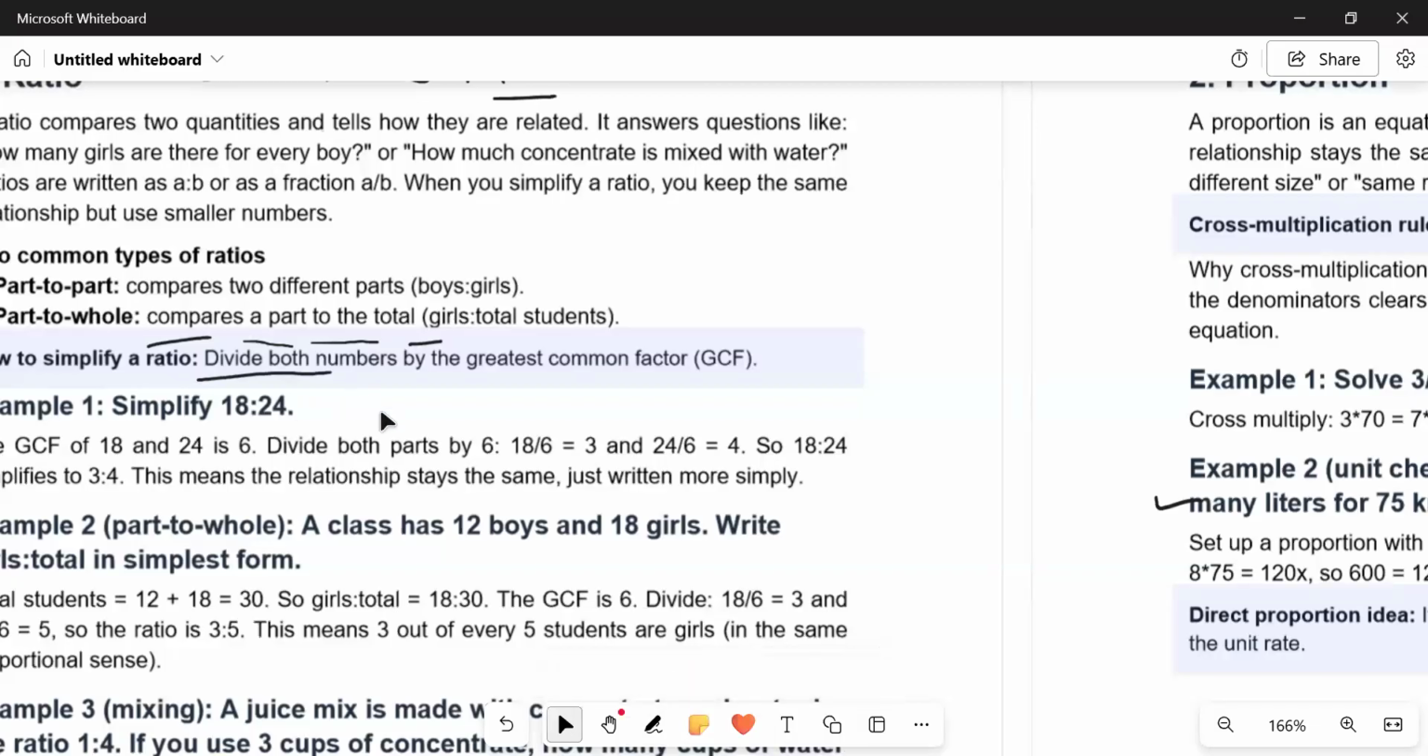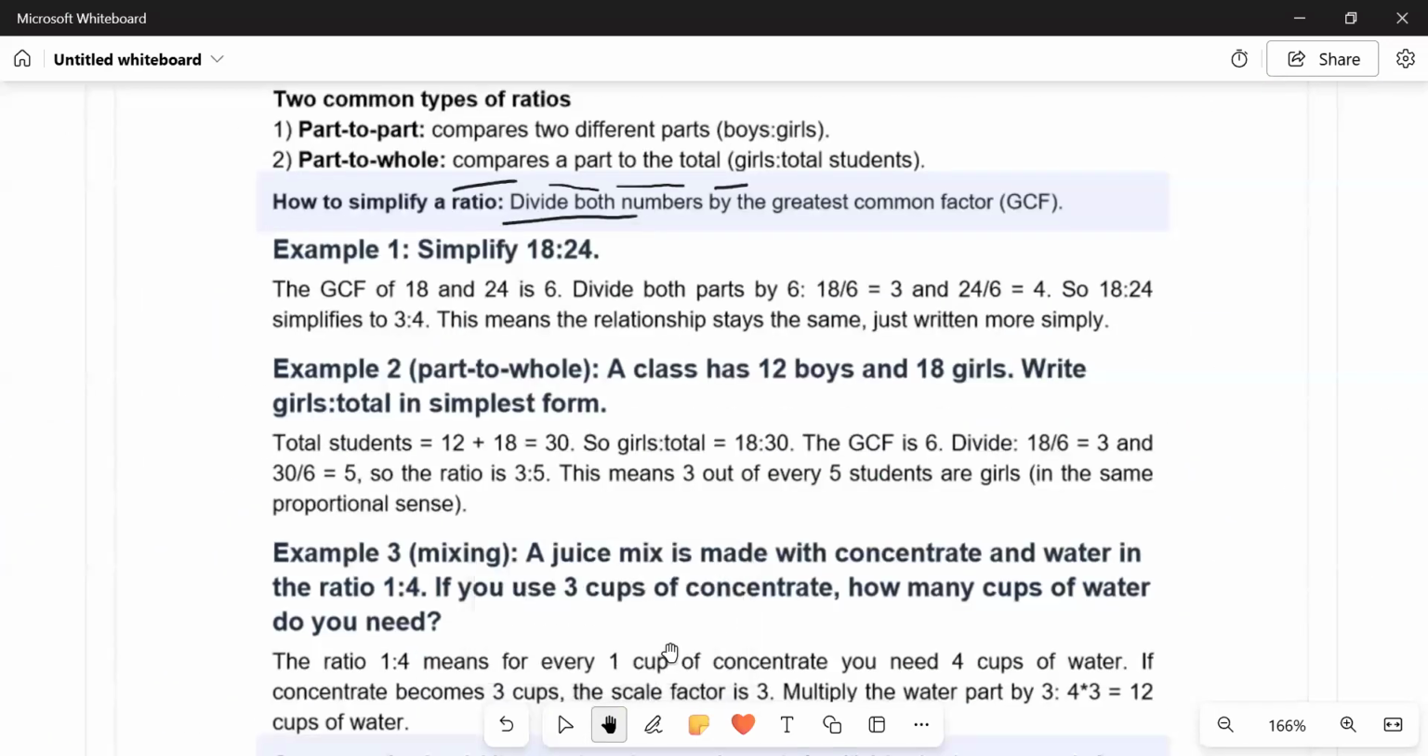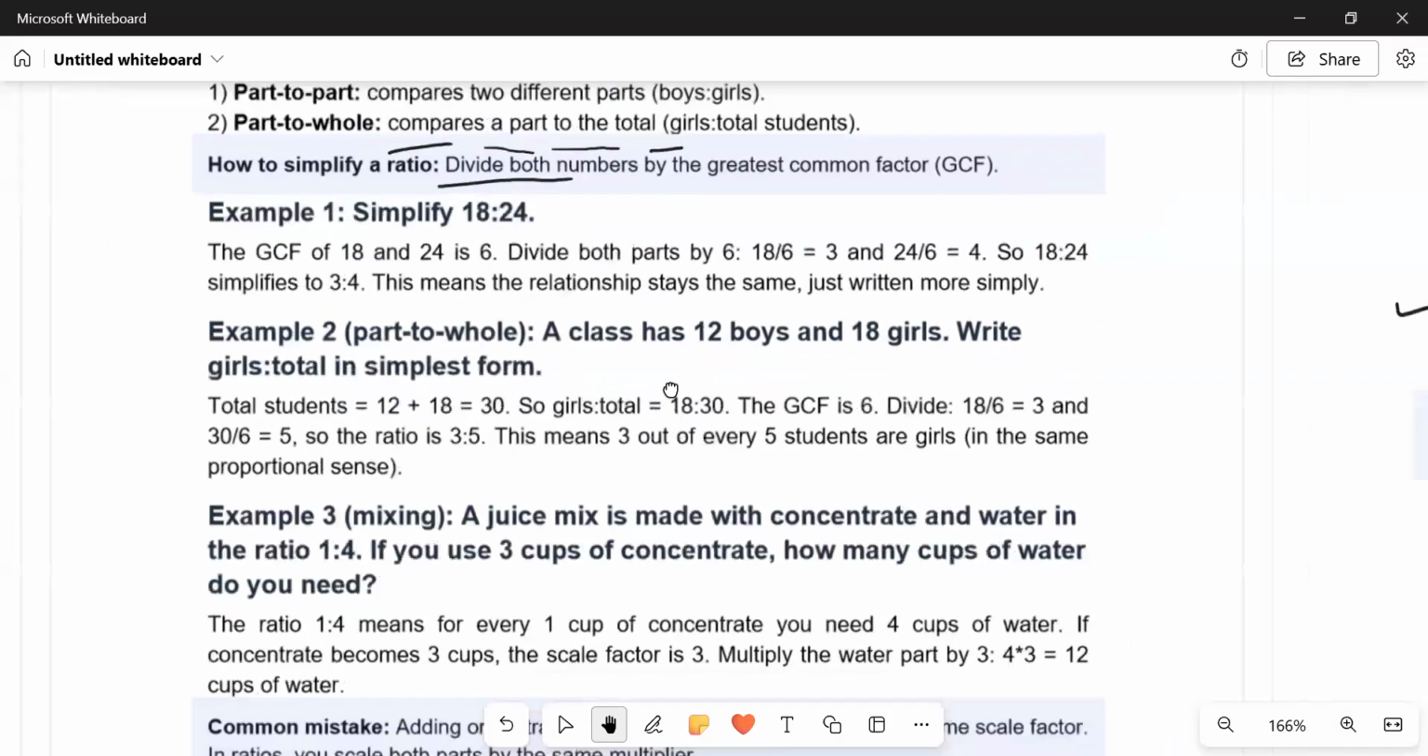So getting back, this is something we all know. Now, I'm not going to go into details. The example is just about simplifying 18 to 24. We are going to find the greatest common factor, divide both of the terms, and we'll be able to simplify. So I'm not going to get into this.